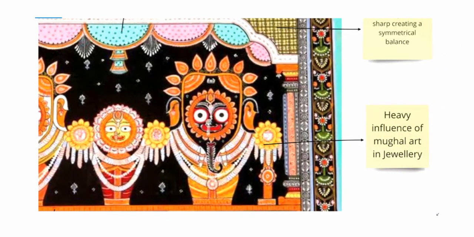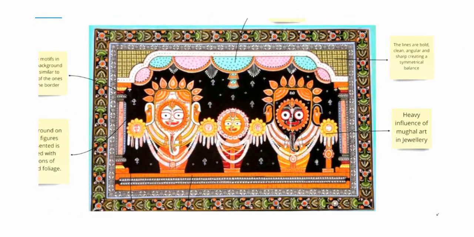Now we can also see the heavy influence of Mughal art jewelry in the painting, even though it is not an element, but it is something that defines this painting, like the essence of the painting. If I were to recognize a Patachitra art, I would ultimately recognize it because of the jewelry, the influence of Mughal art jewelry.